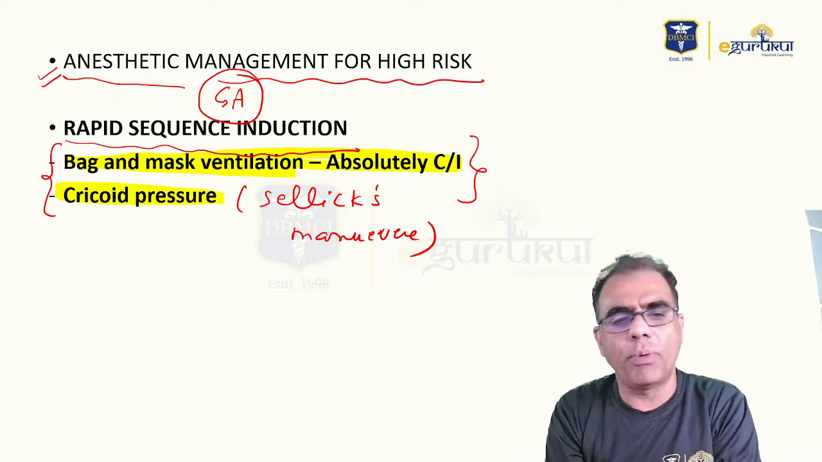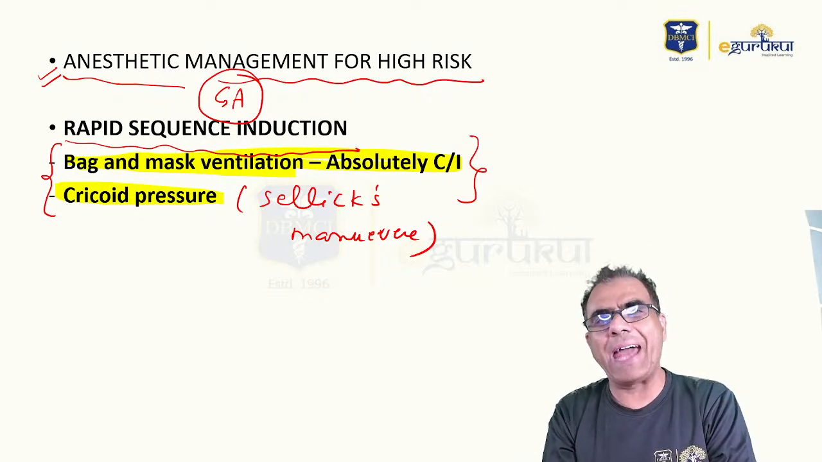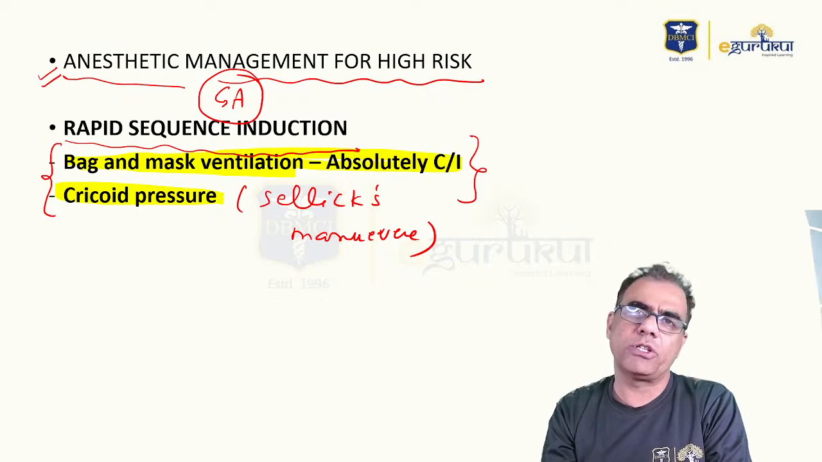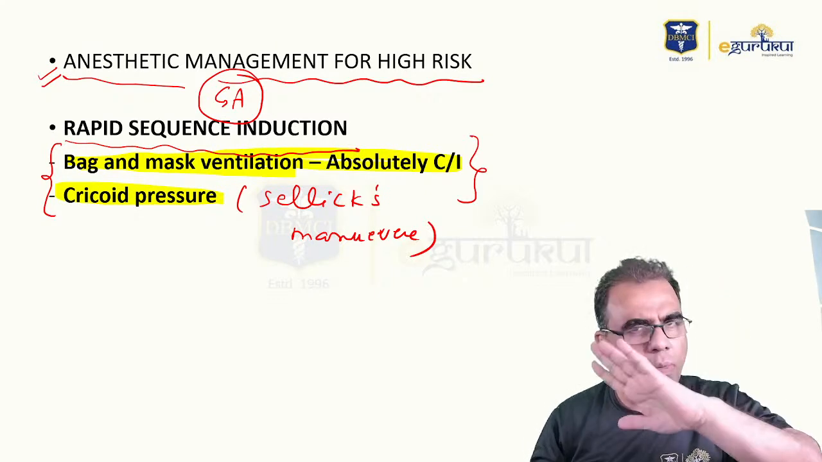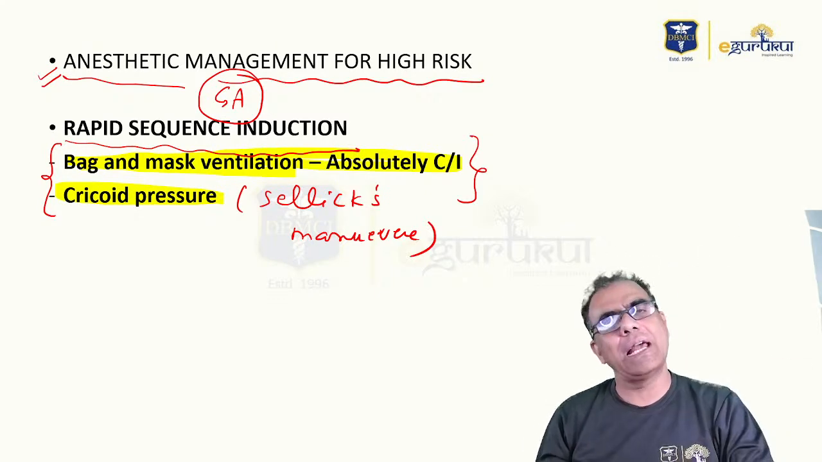So these are the two important things when you are giving general anesthesia for a patient who is at high risk of aspiration. No bag and mask ventilation and Sellick maneuver.